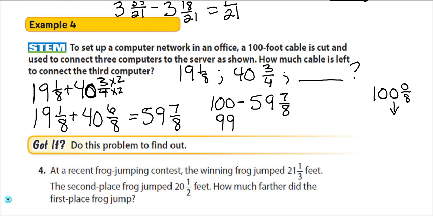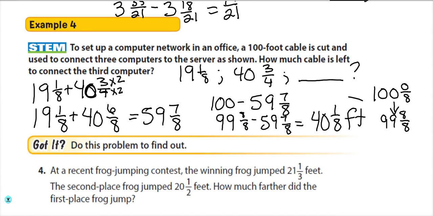So when I need to borrow, that's going to become 99 here, and then 8 plus 0 would be 8, so it's actually 99 and 8/8 minus 59 and 7/8. Like that. All right, then I need to subtract them, so that's going to give me 40 and 1/8 of a foot.